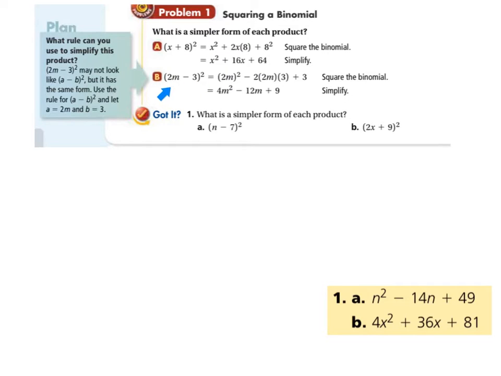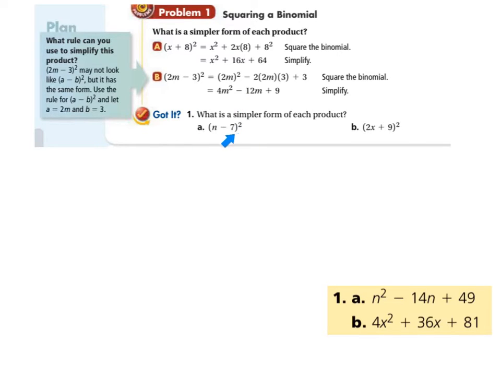Same thing here. So square the first term, so that becomes 4m squared. Square the last term, it becomes 9. And then double the middle, so 3 times 2m is 6m, double it is minus 12m. So we've got a very specific pattern for these.